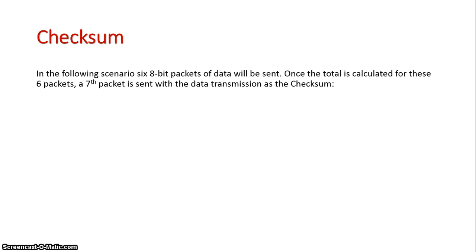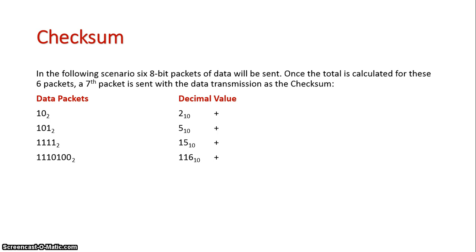So let's look at a scenario. We're going to send 6 8-bit packets of data, meaning that we have to divide by 256. The 7th packet will then be the checksum. So we're going to add the numbers together: 2 plus 5 plus 15 plus 116 plus 140 plus 170. This gives me the number 448.